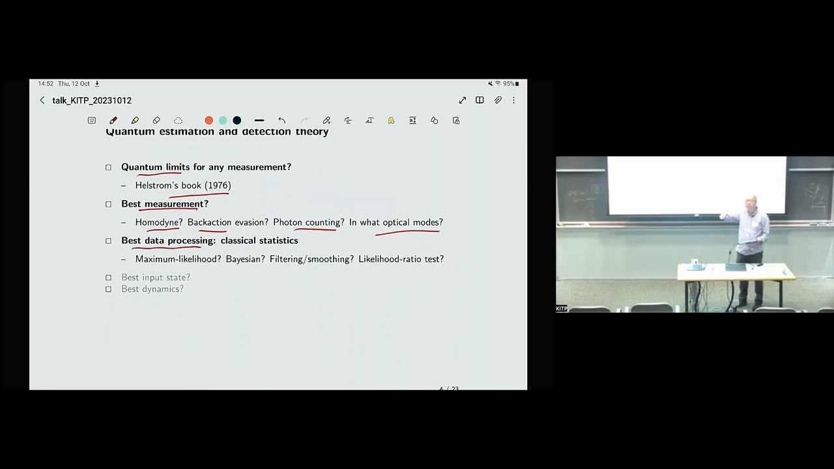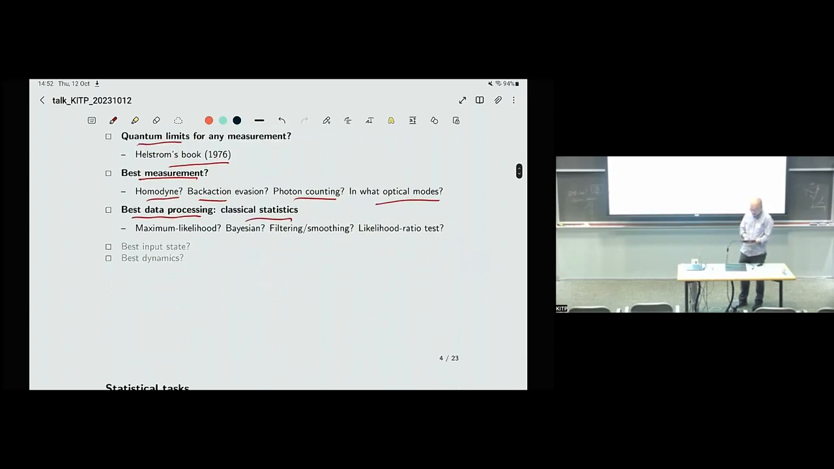You have a noisy time series coming out of your experiment. It's not just one measurement. It's not a POVM, it's noisy data. You have to do classical statistics to clean up the signal, so to speak. Then you can ask, do I do maximum likelihood, Bayesian filtering, smoothing, likelihood ratio tests? So all these problems are important.